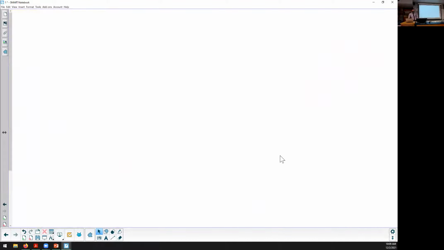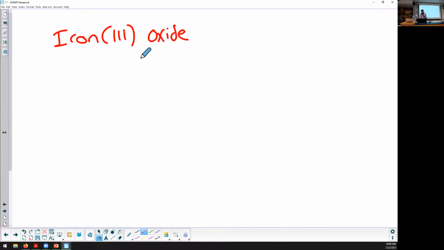So, iron 3 oxide. Well, that's two ion names, right? Iron 3 ion, oxide ion. We should be vaguely familiar with naming those things. And all that means is it's made of those two ions. Oxide is oxygen.